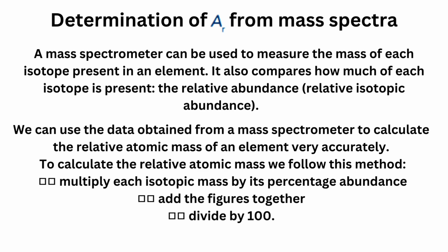Determination of Ar from mass spectra. A mass spectrometer can be used to measure the mass of each isotope present in an element. It also compares how much of each isotope is present, the relative abundance, otherwise relative isotopic abundance. We can use the data obtained from a mass spectrometer to calculate the relative atomic mass of an element very accurately. To calculate the relative atomic mass, we follow this method. Multiply each isotopic mass by its percentage abundance, add the figures together, divide by 100.